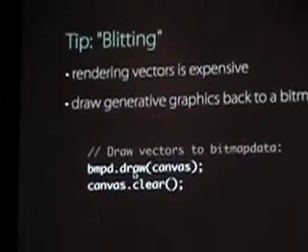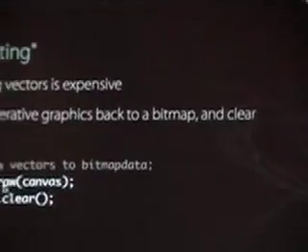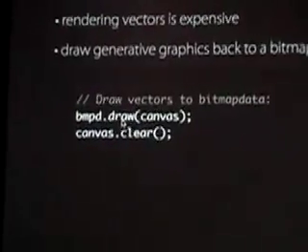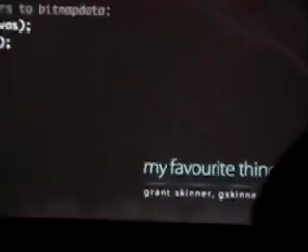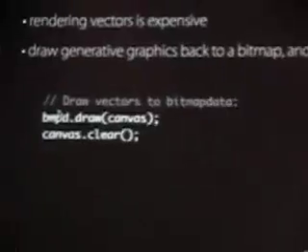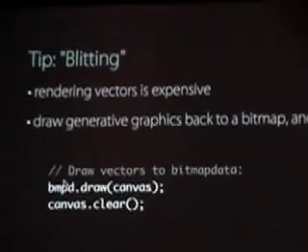And basically all you need to know is draw your vectors into a canvas, using the drawing API or placing sprites or whatever. And then you have a bitmap data object sitting around, you just do bitmapData.draw, and it's going to rasterize that canvas.